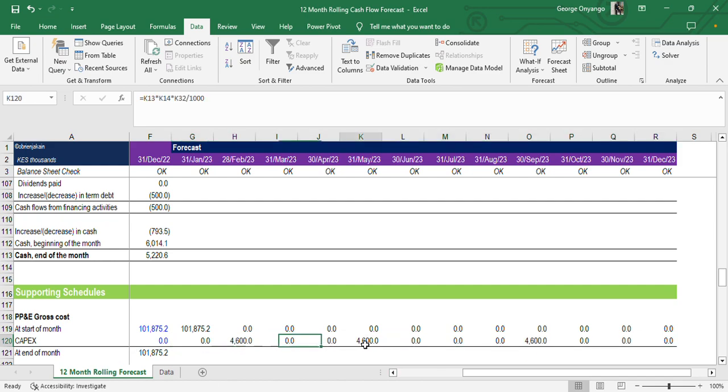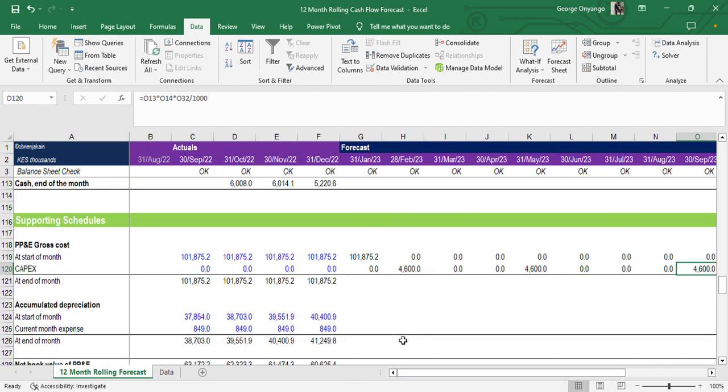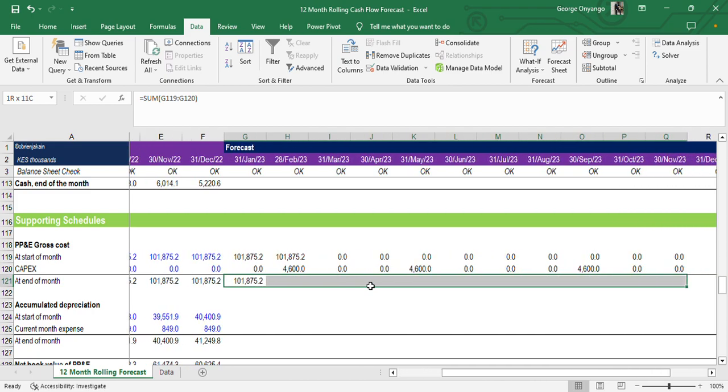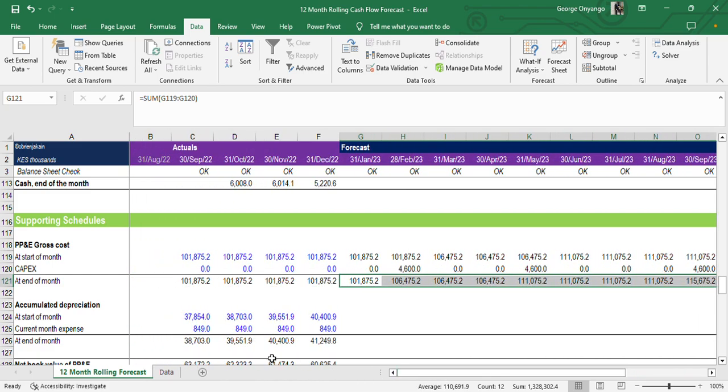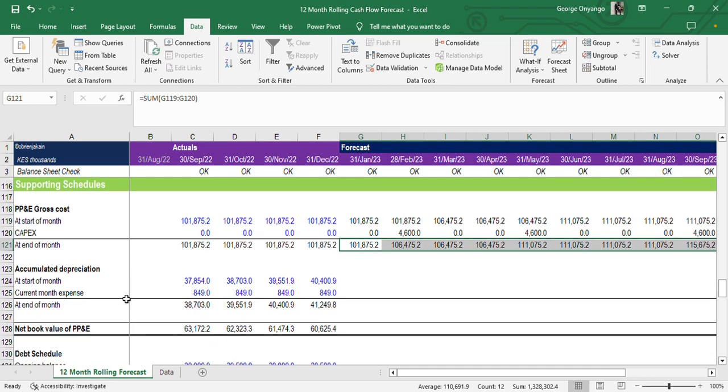You can see there were some stores which were built along the month. So to get the PP&E at the end of the month, we're simply going to add that. So when we fill this right, everything else is going to fill in place. So those are our PP&E gross cost.